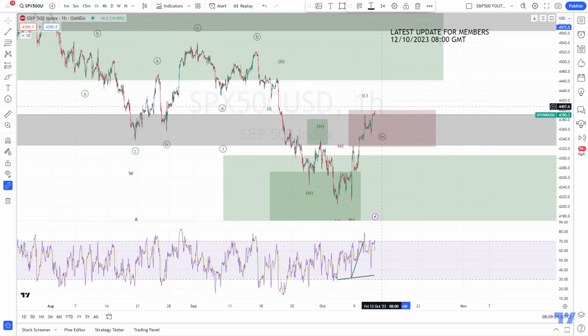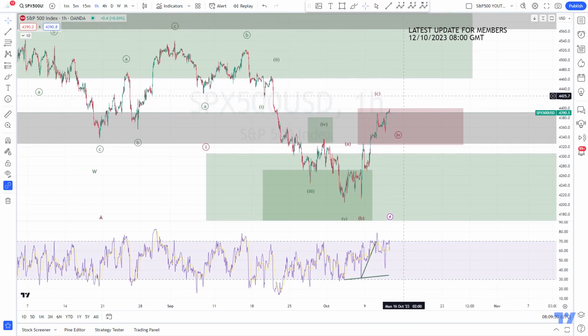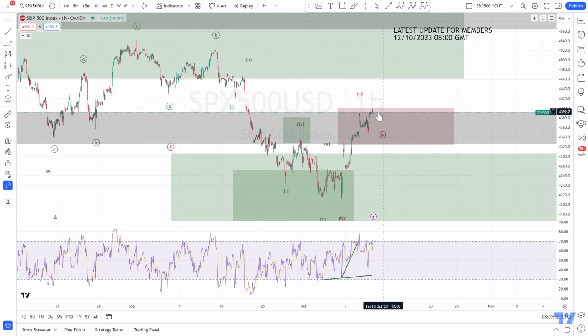That's always possible, but my general expectation would be that soon we are coming down from here, but as a corrective move. So this low should hold then.